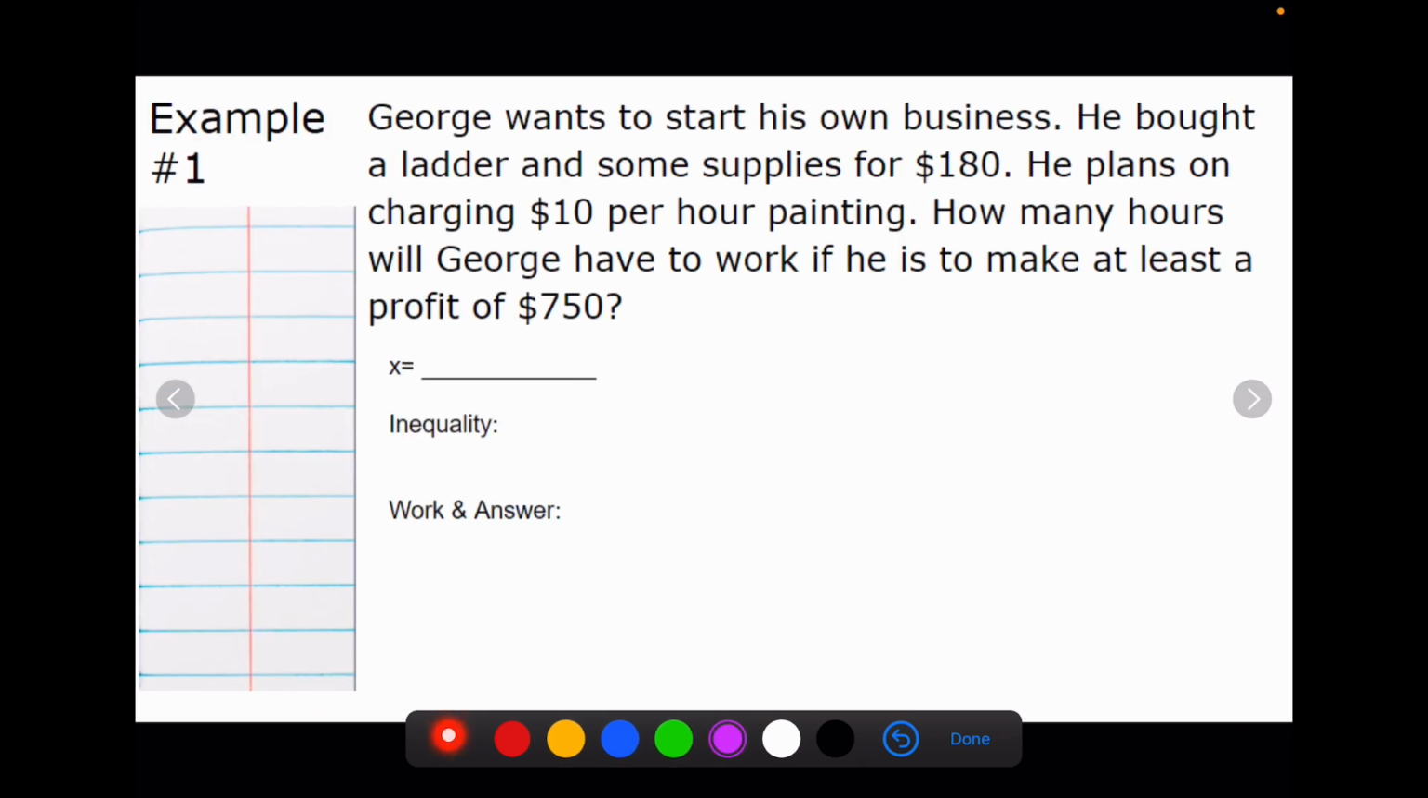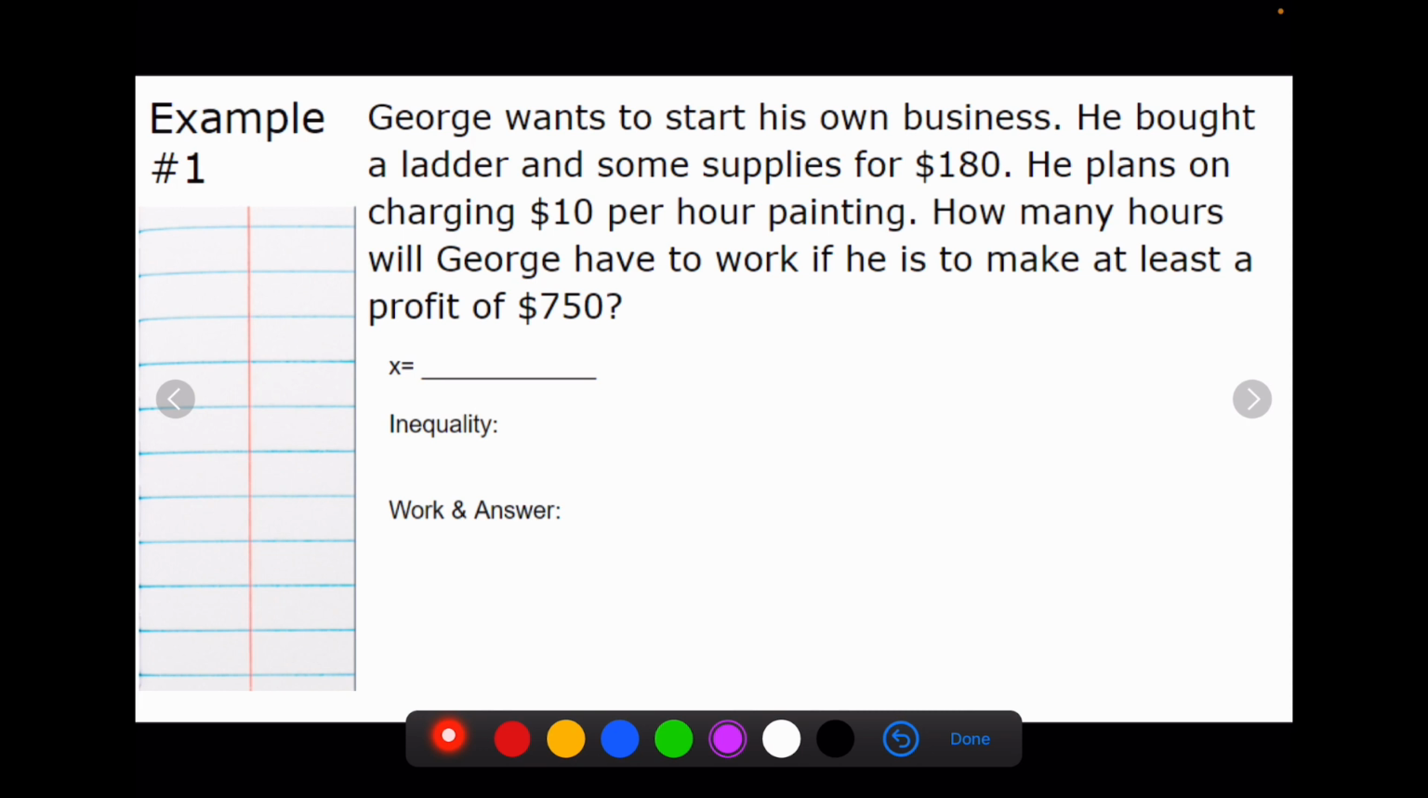So looking at our first example here, we have a word problem, of course. George wants to start his own business. He bought a ladder and some supplies for $180. He plans on charging $10 per hour for painting. Sorry, that's not in there. How many hours will George have to work if he is to make at least a profit of $750?